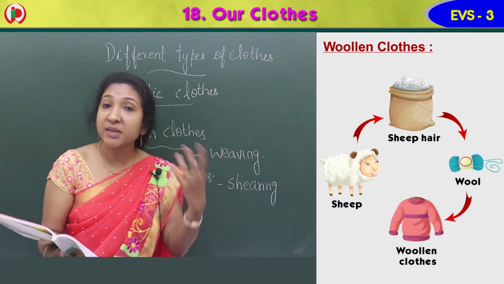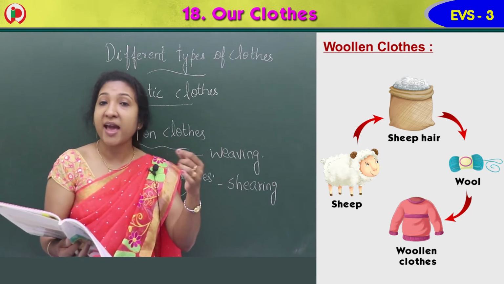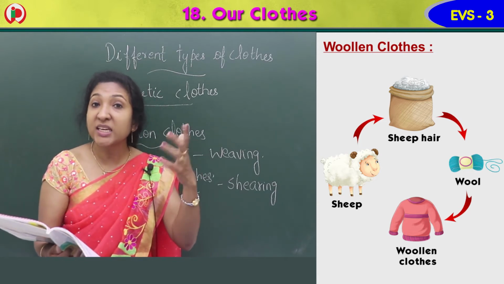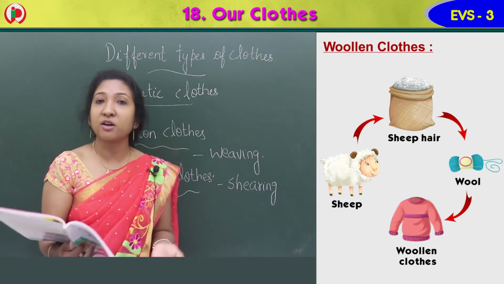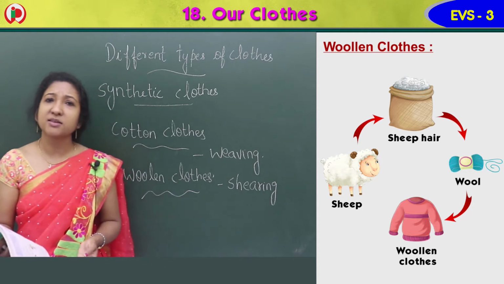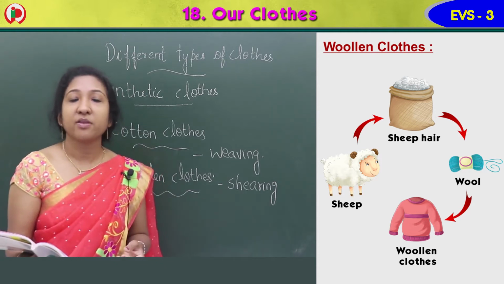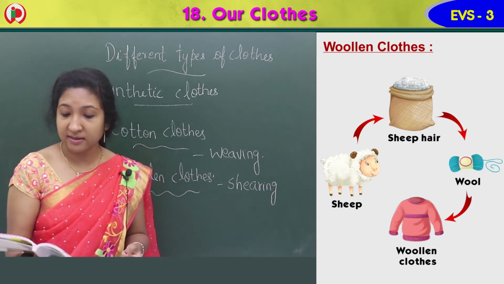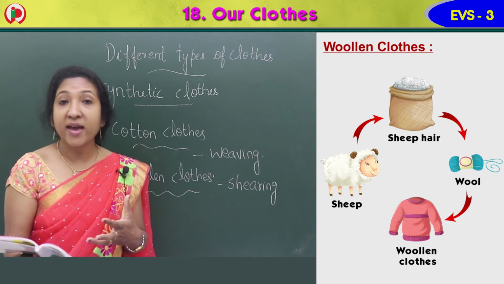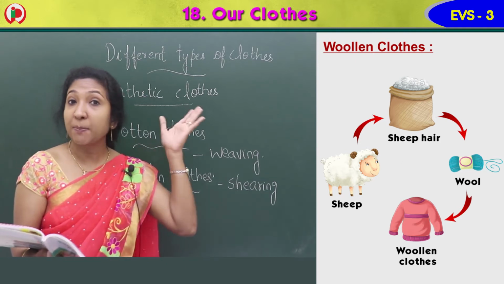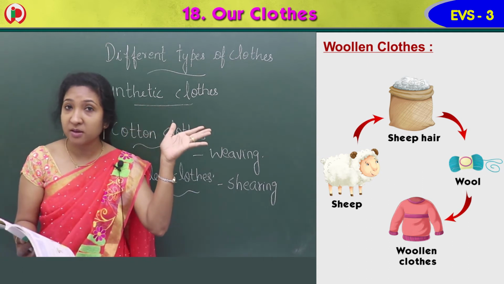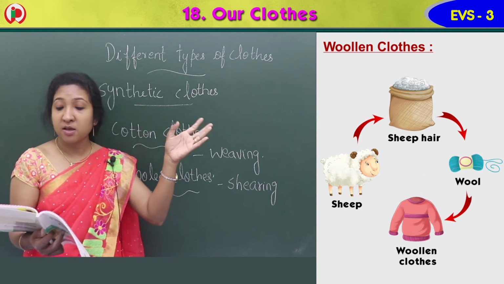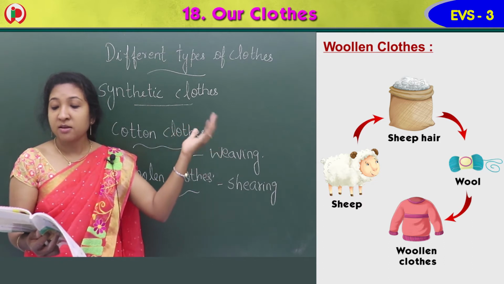Knitting means using knitting needles. We have a particular needle to knit woolen clothes. Using that they make woolen clothes, sweaters, mufflers, monkey caps, etc. Okay, understood? So this is the way we make woolen clothes. You can see the pictures there. First, you can see the picture of a sheep. Image of a sheep. From sheep hair.